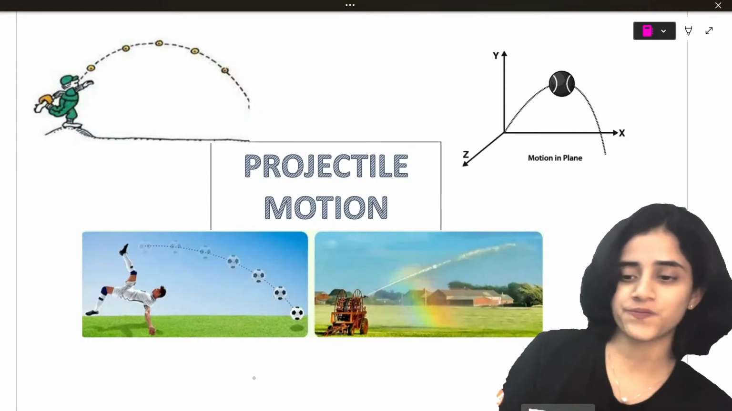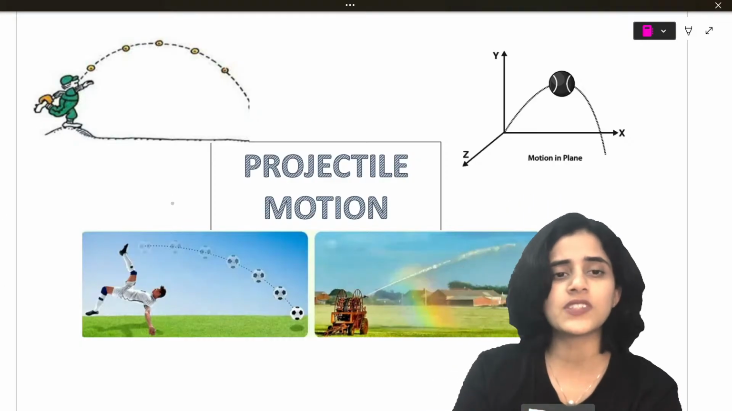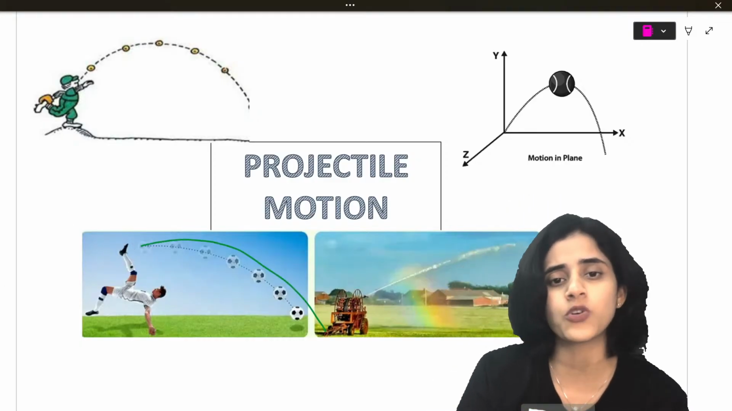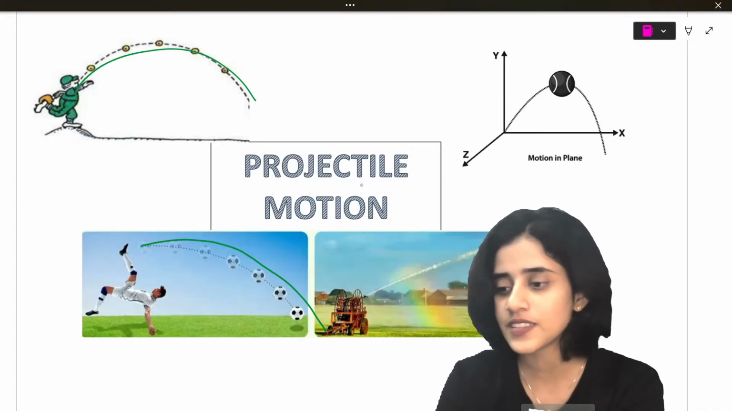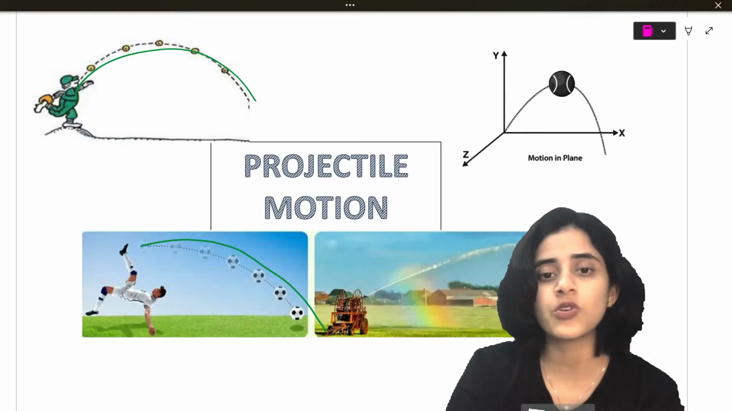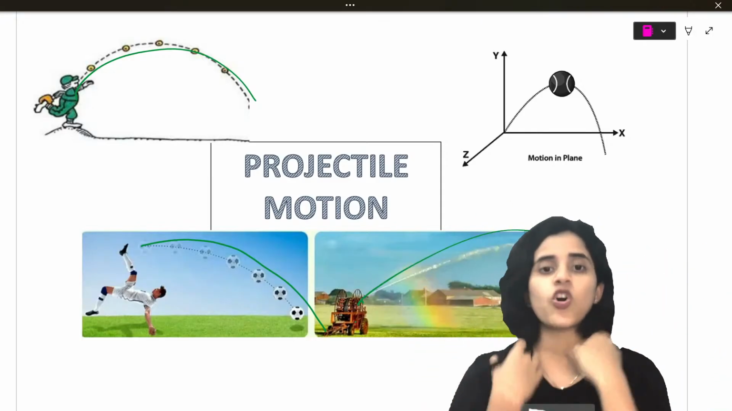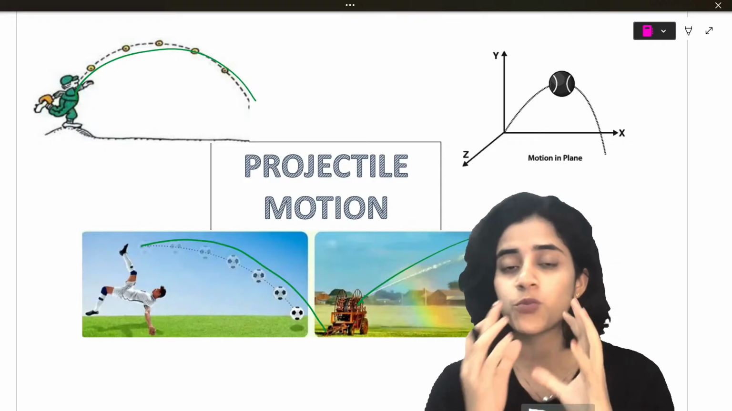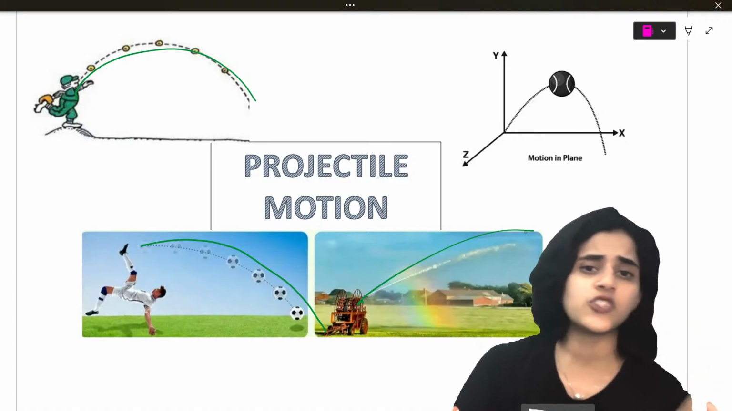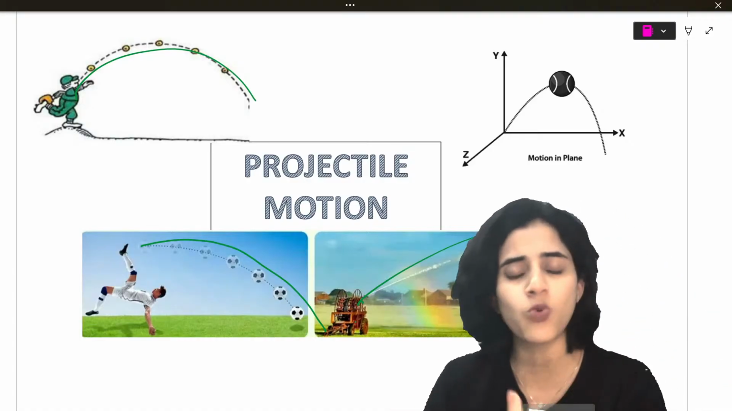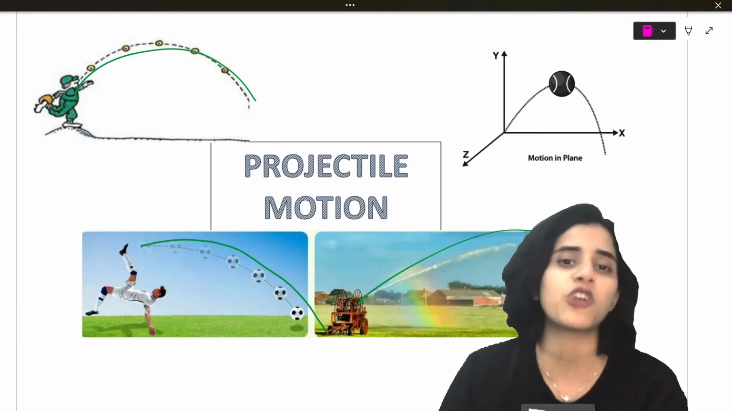Projectile motion. What is projectile motion? As I said, when someone kicks a football, it's the motion it takes. If you throw a ball, the motion it takes. When you take a sprinkler and sprinkle water, the motion it takes. All that comes under projectile motion. Our Neeraj Chopra, he threw his javelin using what motion? Projectile motion. Yes, we're all very proud of that, right?